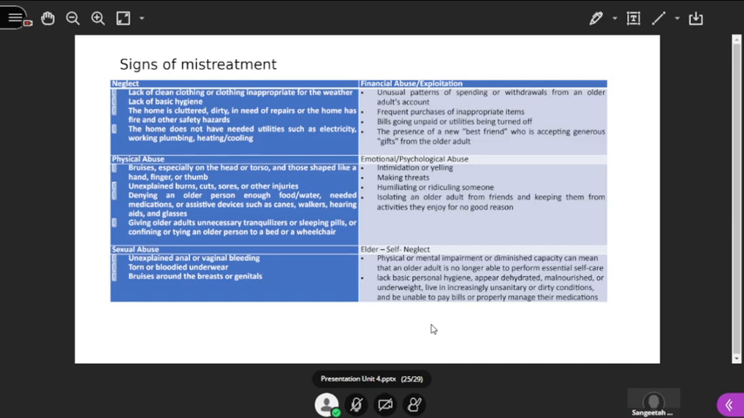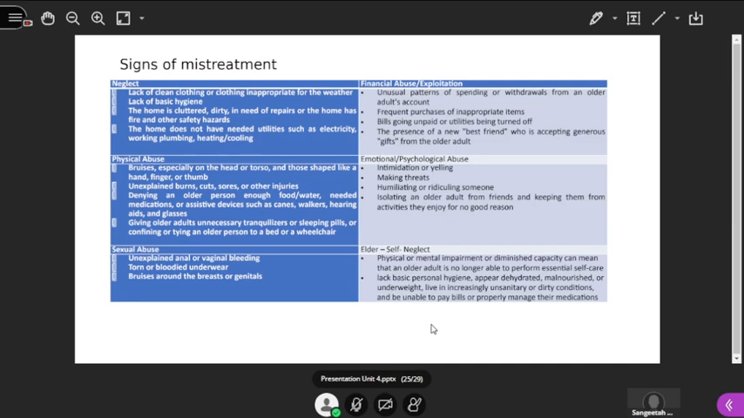So you have to give the basic necessities to this person. We have physical abuse, such as bruises, especially on the head or torso, and those shaped like a hand, finger, or thumb. All these things are put in this book, in the content. These things came out through research, and people have taken cognizance of all these types of physical abuse. These are the signs.